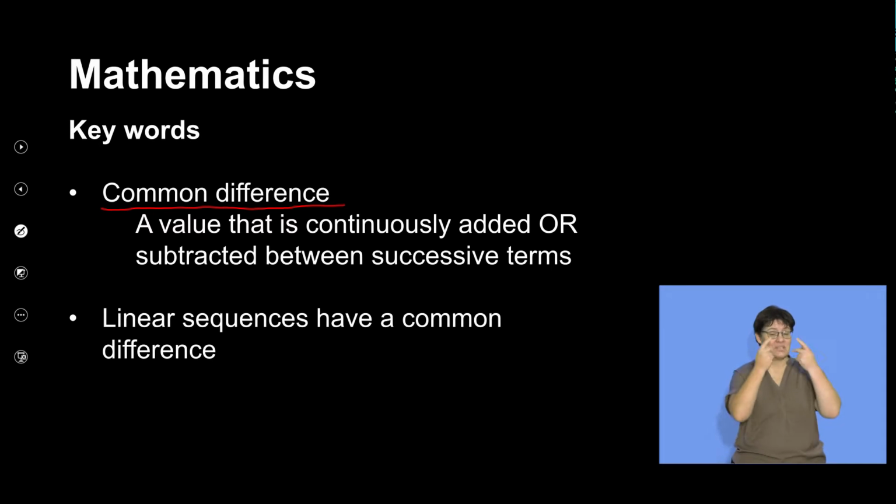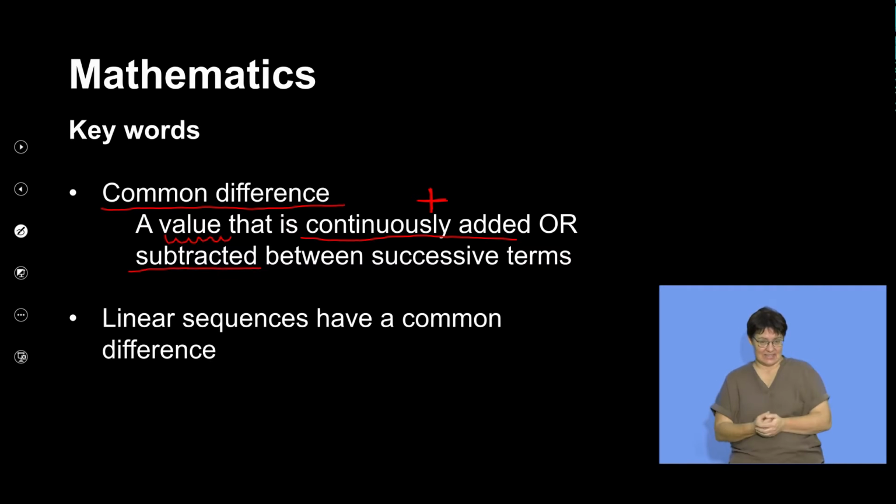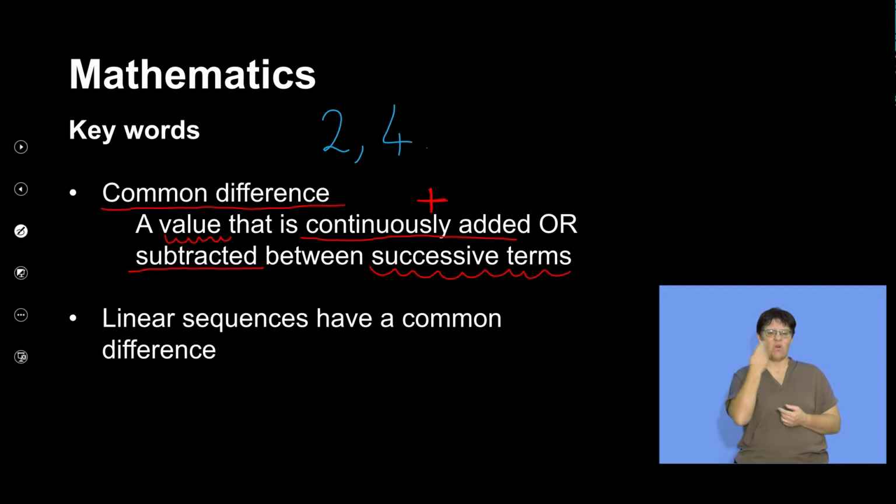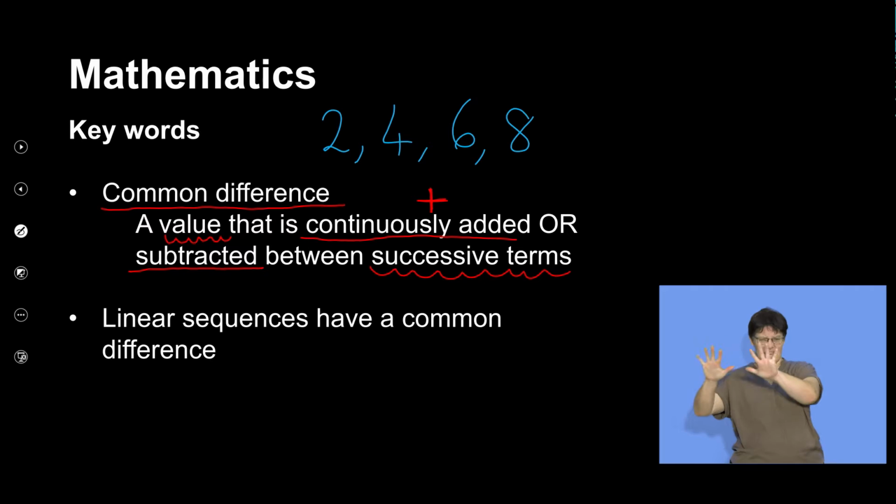Common difference is a value that is continuously added, so you can even put a little plus in your notes, or it is continuously subtracted between successive terms. So if I think about the example I had on the previous slide, I had 2, 4, 6, 8 going on. I'm sure that everyone will agree with me that between these terms, I have a common difference.